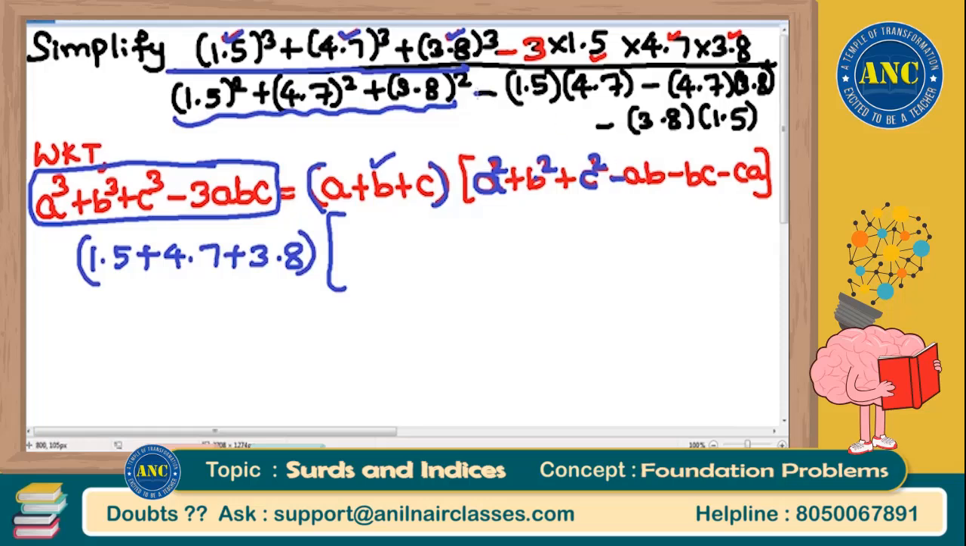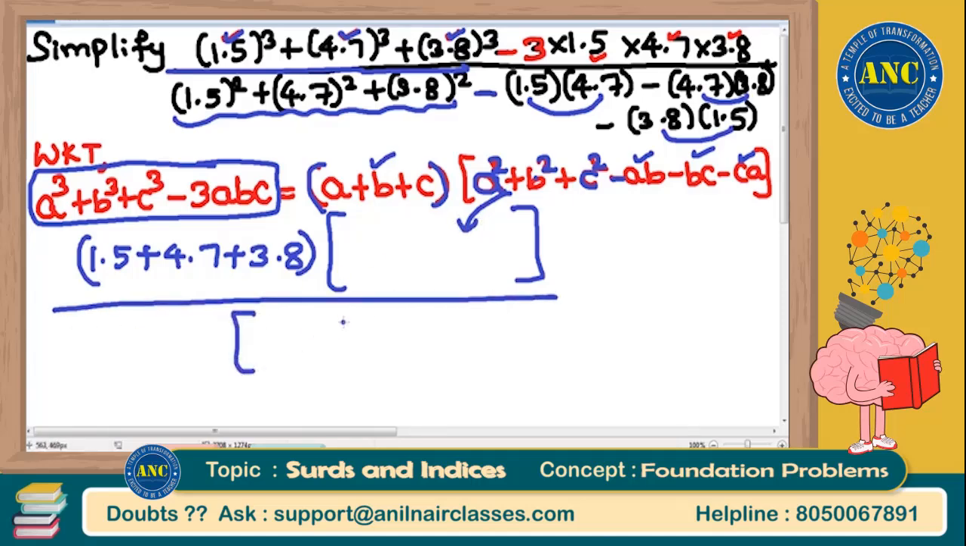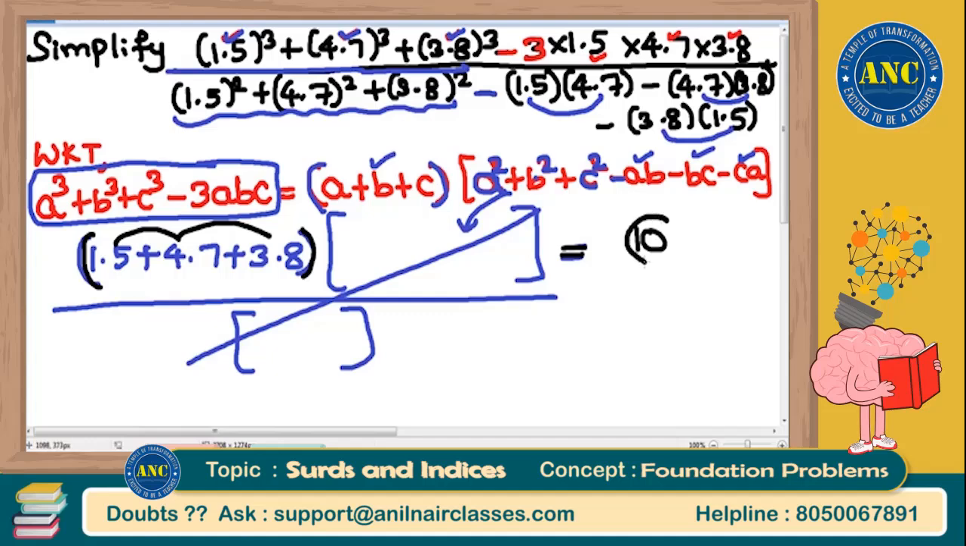Minus ab. That means minus 1.5 into 4.7 is ab. bc is 4.7 into 3.8. 3.8 into 1.5 is ca. That means whatever the next term is here is actually the term in the denominator also. They both will cancel off. You are only left with one term in the numerator, that is nothing but the sum of these three terms: 1.5 plus 4.7 plus 3.8. If I add these three terms, I will get the answer as 10.